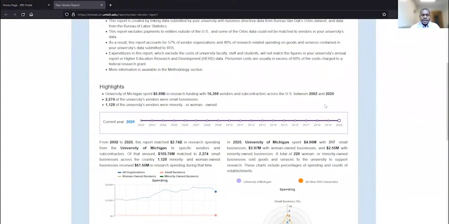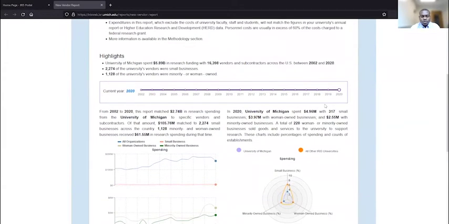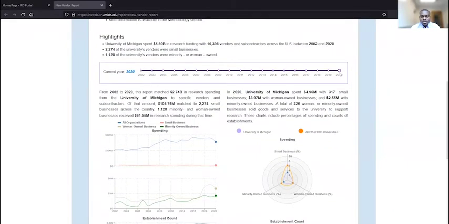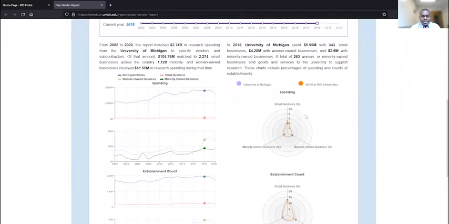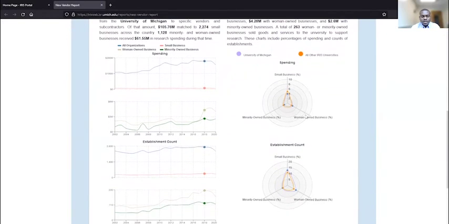The report starts with some highlights of your university's research-related spending, including the cumulative totals and the number of vendors that were small businesses or owned by women or minorities. Year-by-year totals for small, woman-owned, and minority-owned businesses can be seen by moving this bar from year to year. The line charts on the left show annual spending as well as the number of vendor establishments that received research-related spending for each different type of business by year.